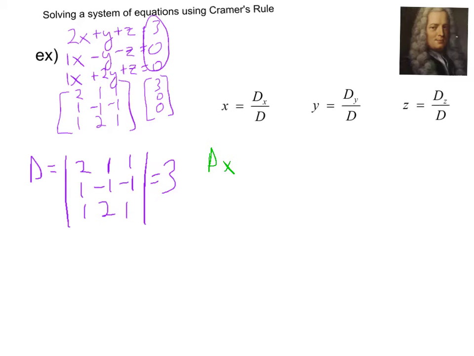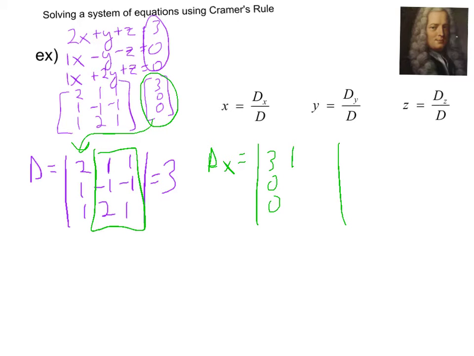D sub x. Well, like I said, that is going to be the same determinant, except we're going to take the answer column and substitute it in where the x column was. So that's going to give us a 3, 0, 0. And then everything else stays the same over here. 1, negative 1, 2. 1, negative 1, 1. Again, you can do that by hand, or you can plug it into your calculator.